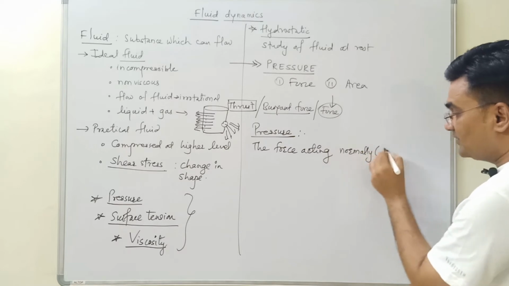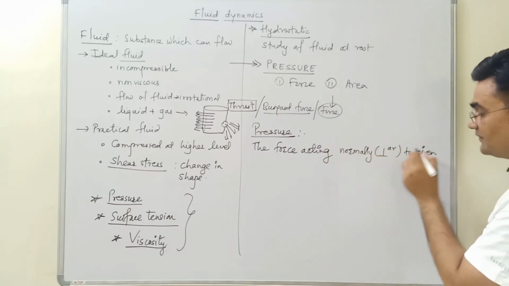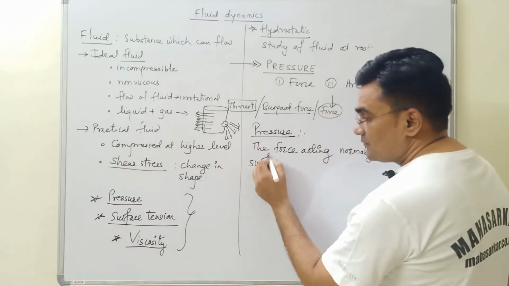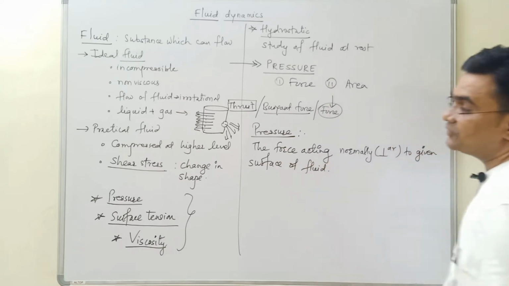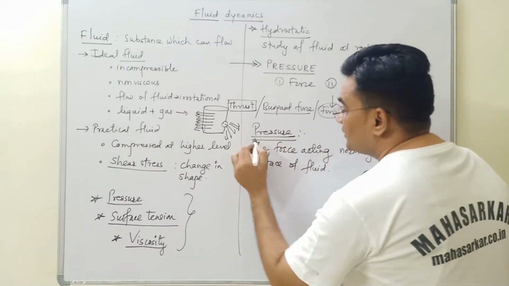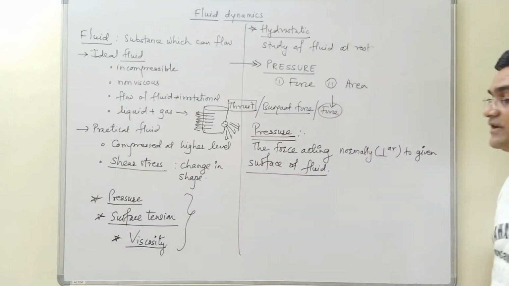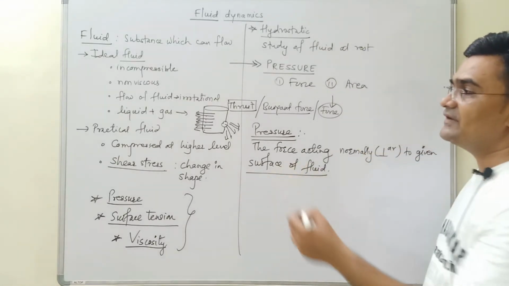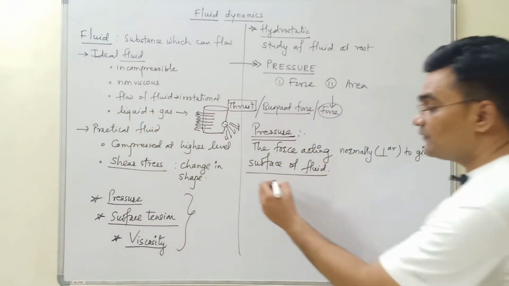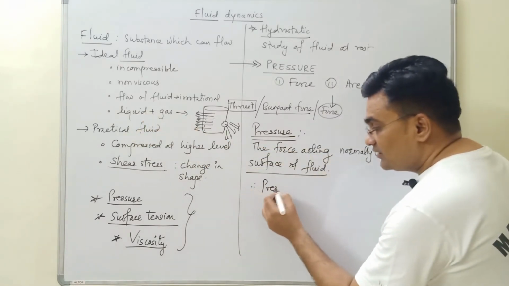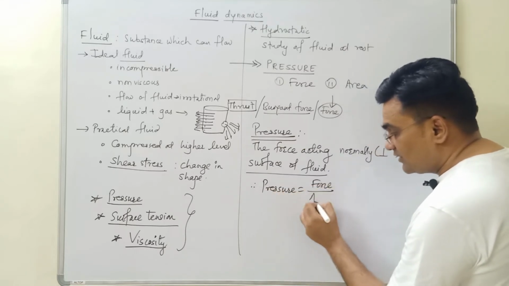Here the word normally means what? Perpendicular to the given surface. The force acting normally, perpendicular to the given surface of fluid, is called which force? What term? Pressure. So here, as I said, fluid is nothing but what? Combination of liquid and gas. Therefore, pressure can be written as pressure is equal to force upon area.